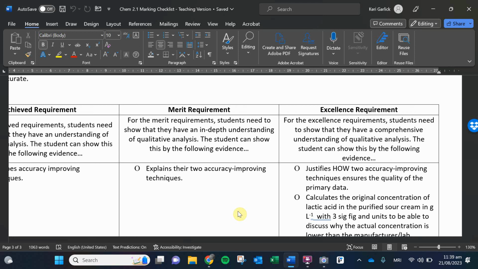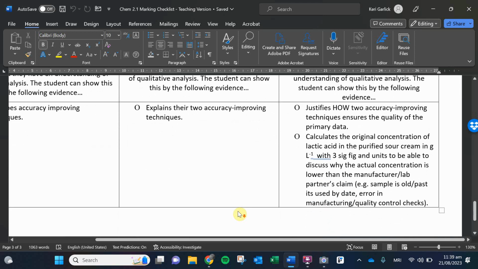Cool. Are we okay with that? Do you want me to write any of that down? Or do you think it's more or less straightforward? That's what I thought. All right, last thing is the evaluation of the results.